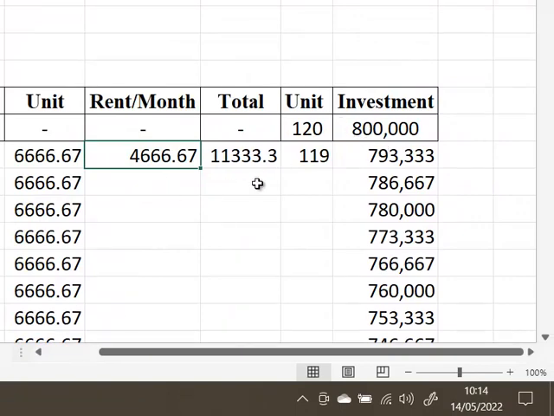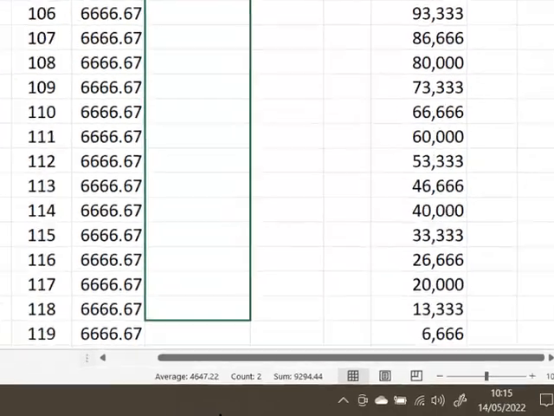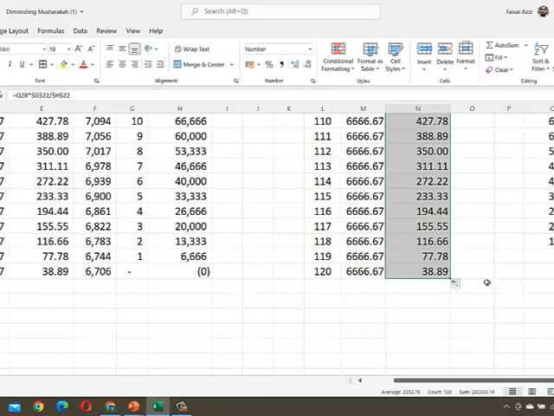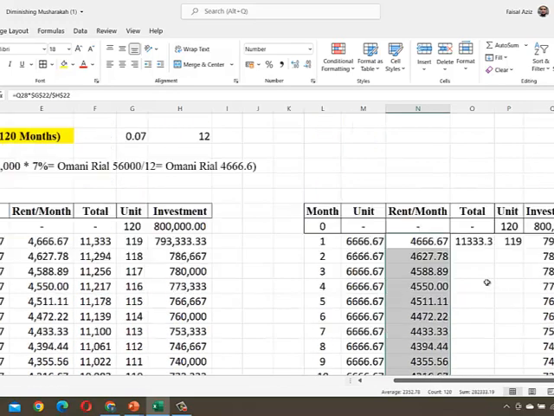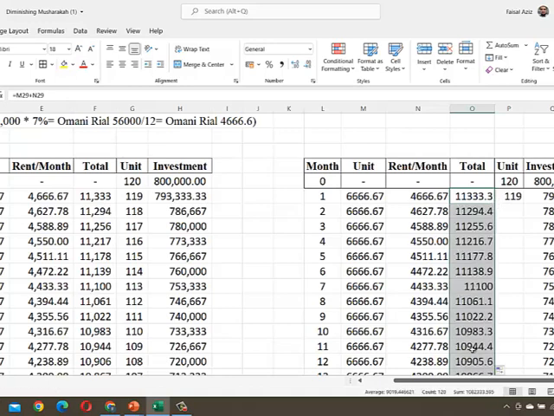When I drag it down, all these rental values will be calculated on the outstanding balance, the outstanding ownership of the bank. If I drag it down, you will see the next rent will come less, and I'll drag it up to the end. This will give me the rental payment. Since I've already calculated, the total is basically the unit price and the rent. Simple as that. I'll bring the cursor over here and double click, so it will give us the rental payment.